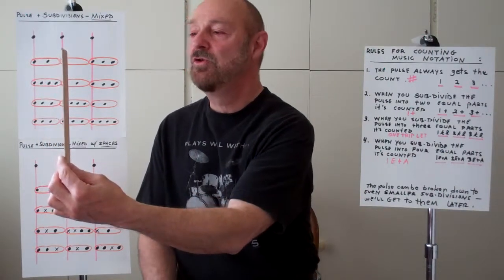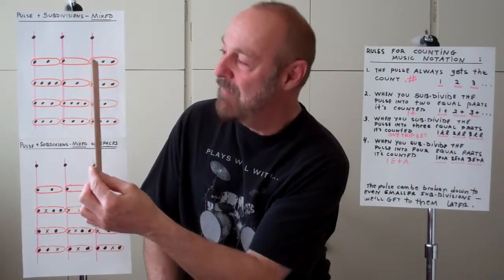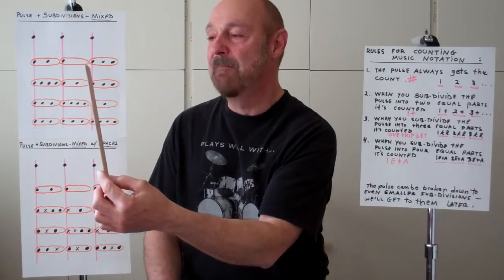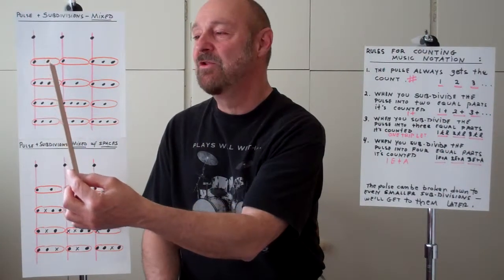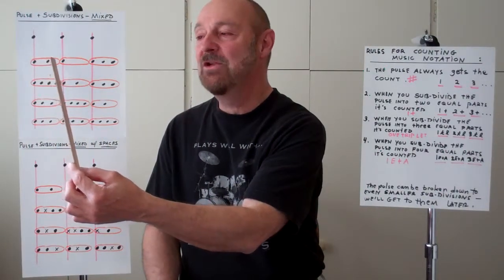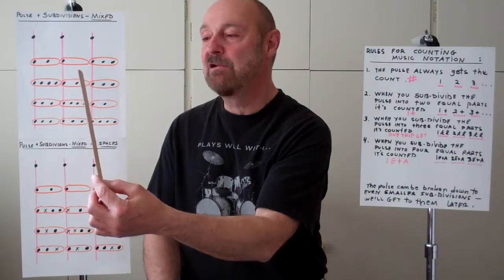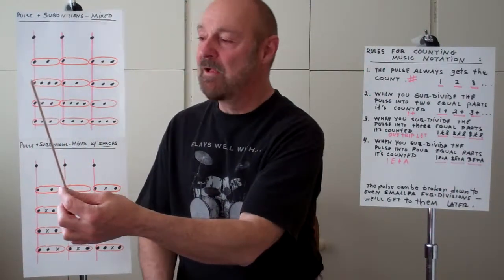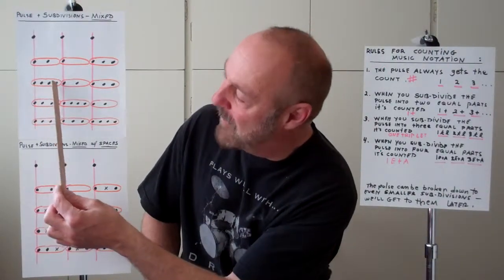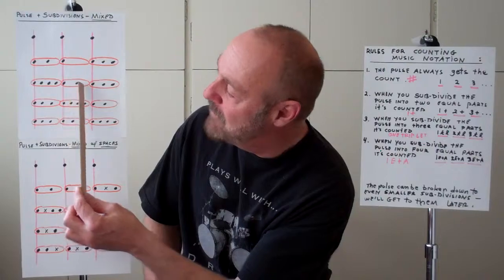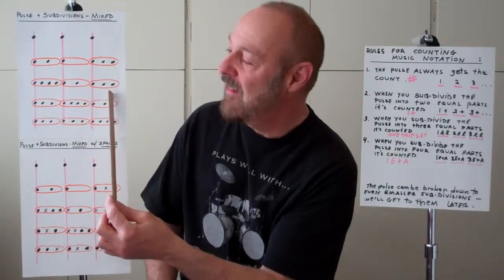On the second line we have 1 and 2, 3 triplet. 1 and 2, 3 triplet. On the third line, the first pulse is subdivided into 4 parts. The second pulse is subdivided into only 2 parts, and the third pulse subdivided into 3 parts.